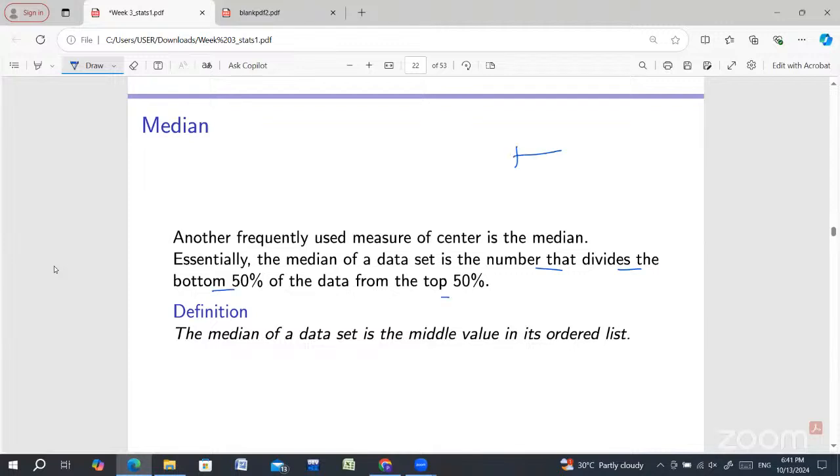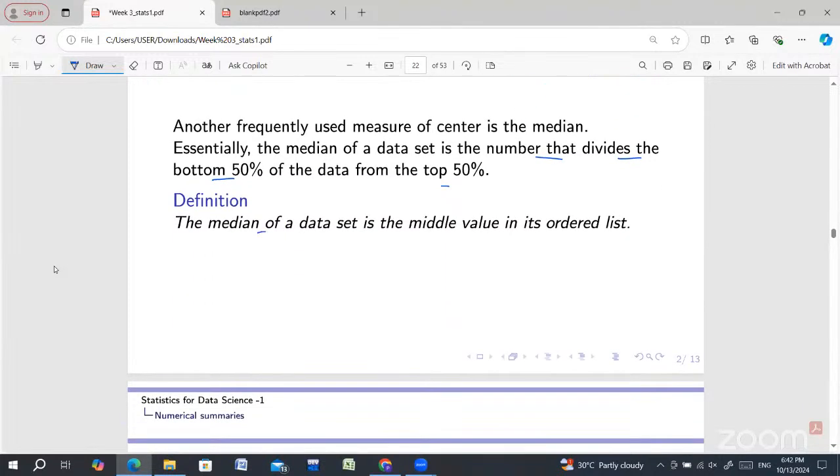Suppose this is your data set. This will be your median value. Suppose this is your m, which is the median. Below this median, 50% of the values will be there, and above it also 50% of the values will be there. So it divides the whole data set into two equal parts.